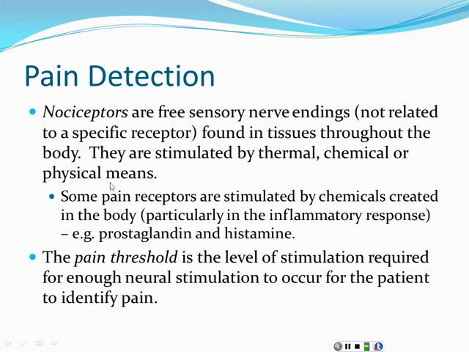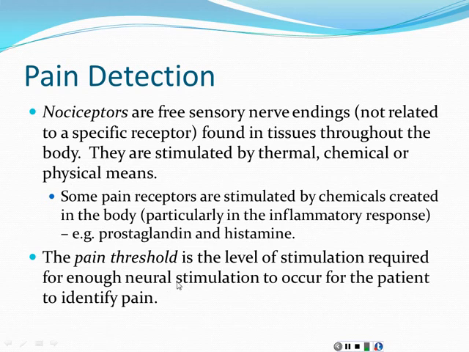Some of these nociceptors are actually triggered to fire by the body's own chemicals. So we all learned that part of the inflammatory response is redness, swelling, warmth, and pain. So in that case, these nociceptors are responding to prostaglandin and histamine that are released from our own cells as part of that common pathway of injury or infection.